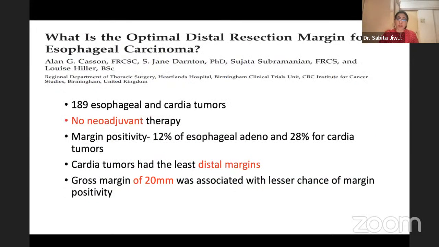And what is the distal resection margin? Again, it was tough to find papers on this, especially in GE junction tumors. So this is a paper from the UK, from Birmingham Clinical Trials Unit, 189 esophageal and cardiac tumors, no neoadjuvant therapy to confound the results. Margin positivity was 12% in esophageal adenocarcinoma and 28% for cardiac tumors. And these are distal margins, mind you. Cardiac tumors had the least distal margin, that is the least negative distal margin.